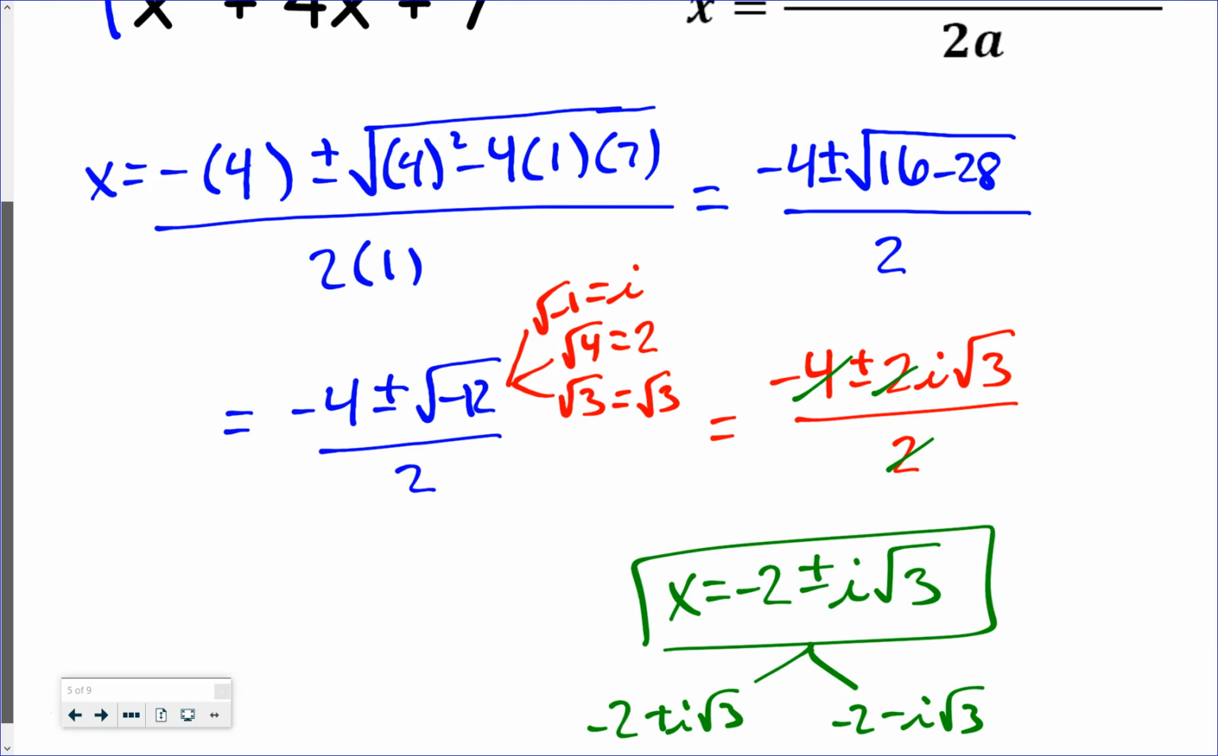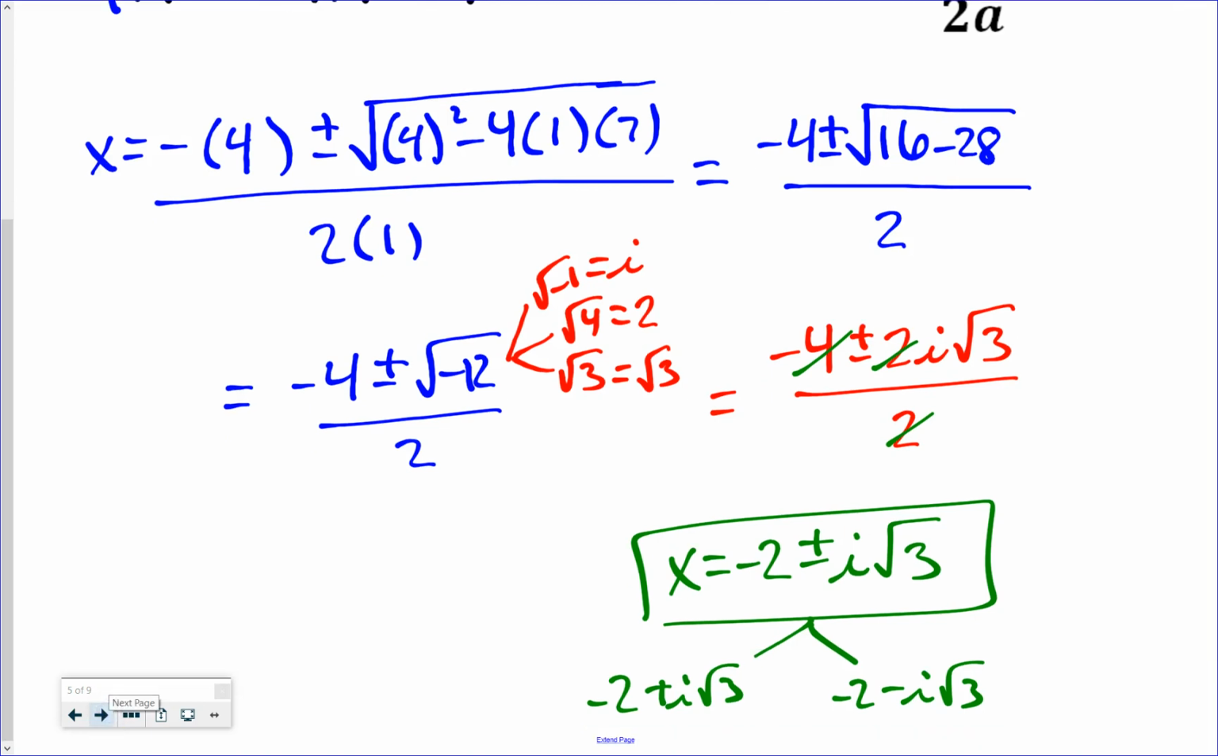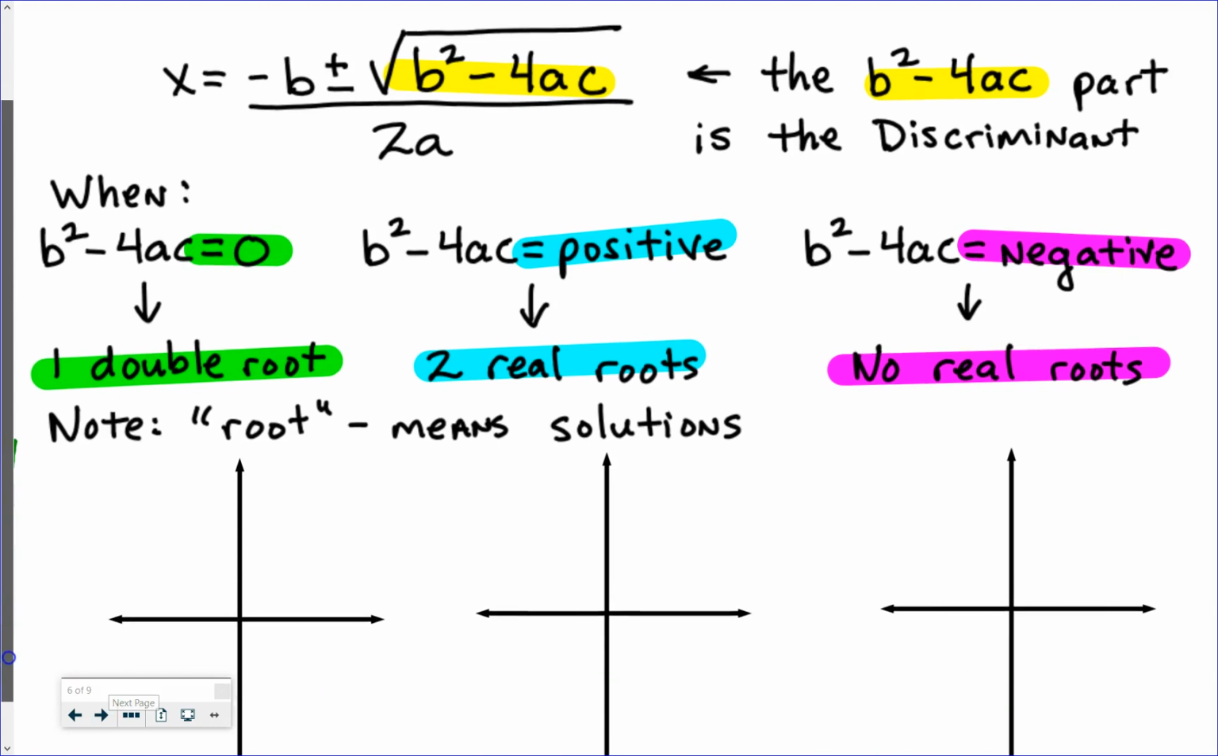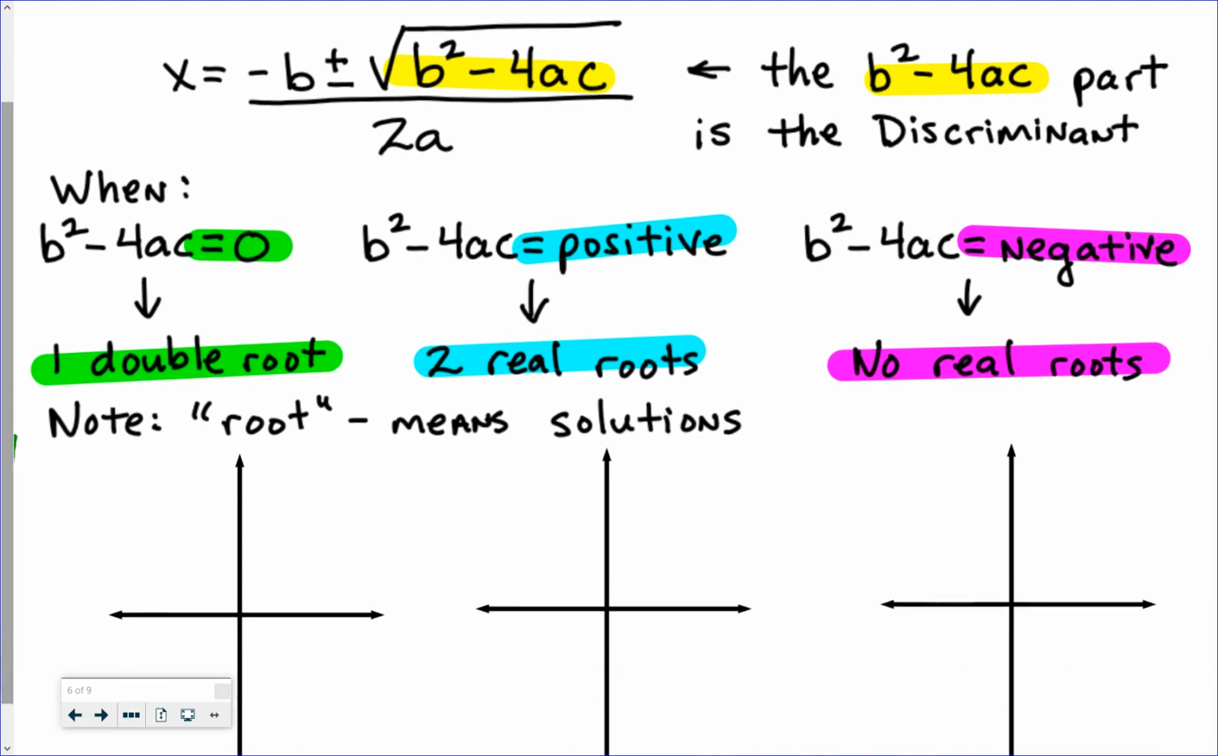Okay. Now, listen to me. Guys, there is a way to predict what your answers are going to be. Meaning you can predict if you're going to have an i in your answer, if you're going to have 2 real numbers, or if you're going to have one number repeated twice. It's called a double real root. That one's real rare, but it happens. The way we can predict this is our discriminant, which is just the number underneath our radical. So the b squared minus 4ac, that is your discriminant.